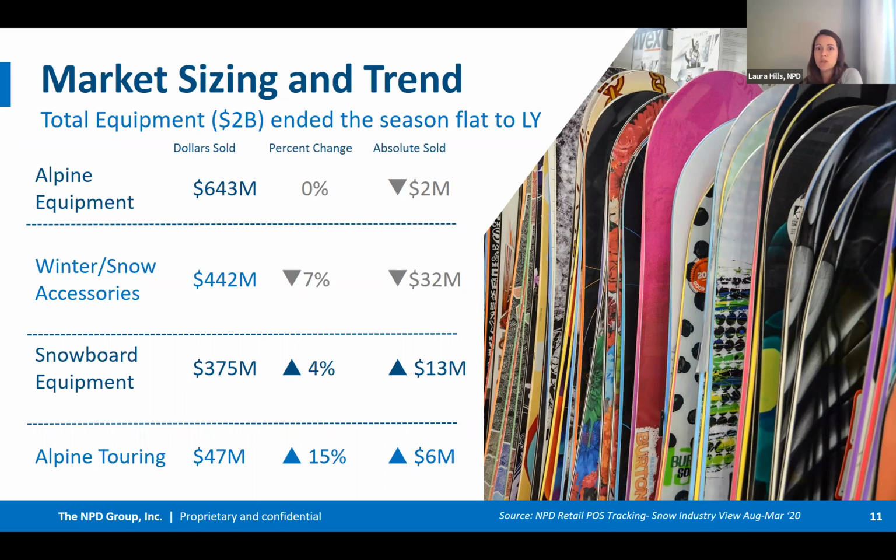So snowboard equipment this past season was a $375 million market with growth performance of 4% over the previous season. And of the major categories, growth from snowboard equipment did the most to actually offset the losses that we saw from winter snow accessories, and then to a lesser degree from alpine equipment. So the total market size of hard goods is $2 billion, and it was flat this past season to the season prior. But within it, we did see growth from snowboard equipment, and it was one of the positive forces within the total industry.